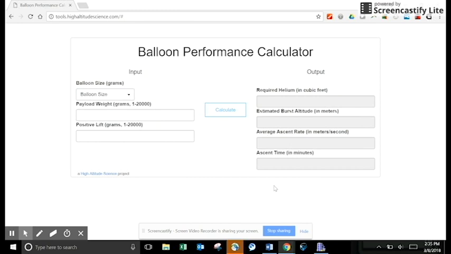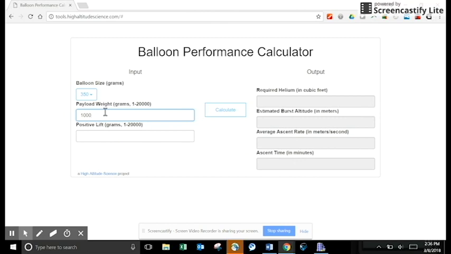Hello, we're back looking at the balloon performance calculator, and this is the device that will ultimately tell us how much required helium we must put in our space balloon to get it to where we want it to burst in space. So looking at the input variables, we have the balloon size, the payload weight, and positive lift. Two of these are fixed. The balloon size we're working with is a 350-gram balloon, and the payload weight, by the time you put in the Arduino and the GoPro and the container itself, turns out to be right around 1,000 grams.